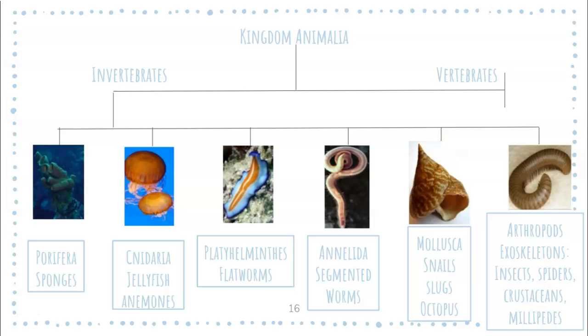Okay, next on the old to-do list is kingdom Animalia. But we're going to focus on invertebrates first. So this is strictly invertebrates. And then we're going to get into vertebrates. So we have Porifera, which is sponges, Cnidaria, which is jellyfish, Platyhelminthes, which is flatworms, Annelida, which is segmented worms, like earthworms, Mollusca, which are snails, slugs, octopus, stuff of that nature, and then arthropods, which means they have an exoskeleton. So like insects, spiders, crustaceans, things of that nature.